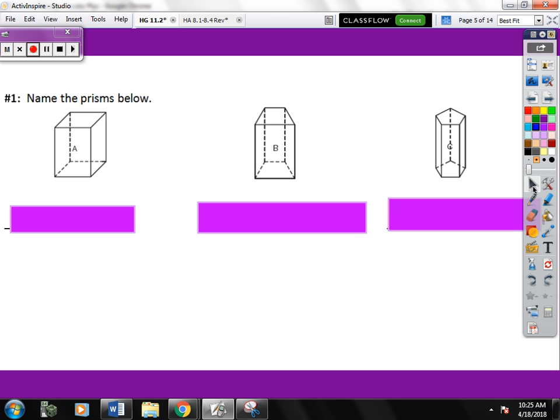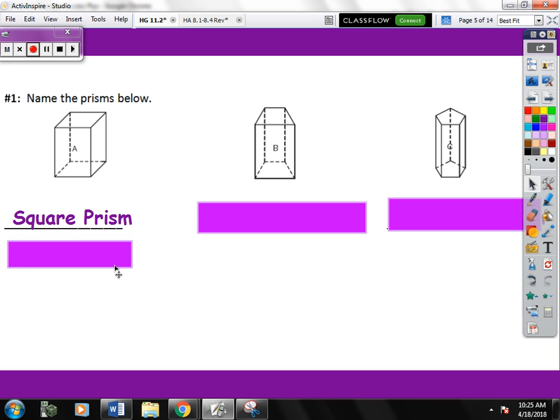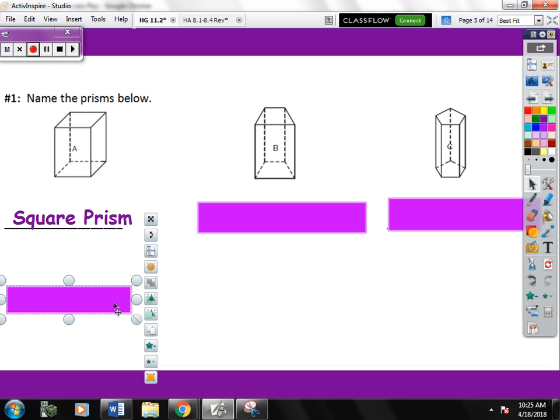It could be a rectangular prism, but the base to me looks like a square. So it'd be a square prism. I would accept rectangular prism if you wrote it though, because you don't necessarily know it's a square. But again, it's named based on the base. So the base is whatever you have two of. Now, if the sides also appeared to be squares, then it would be a cube.